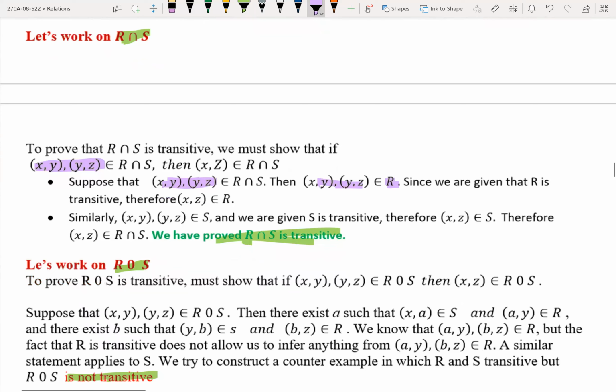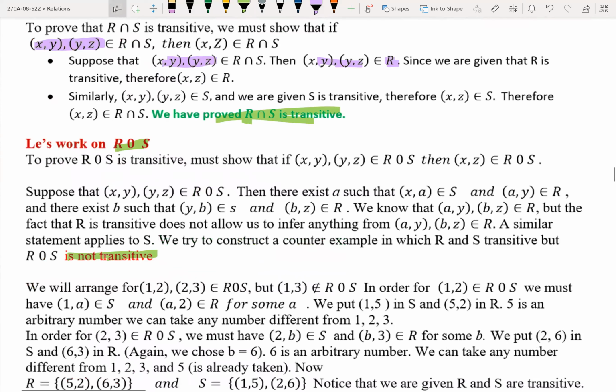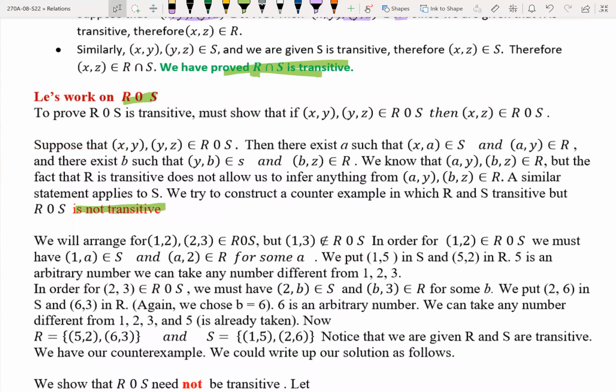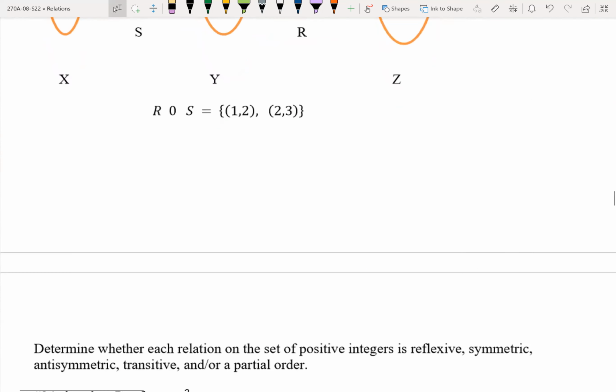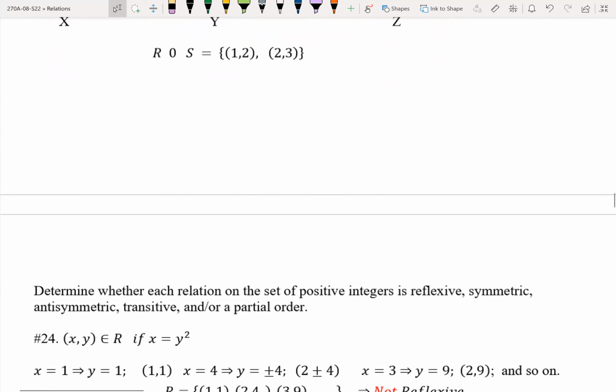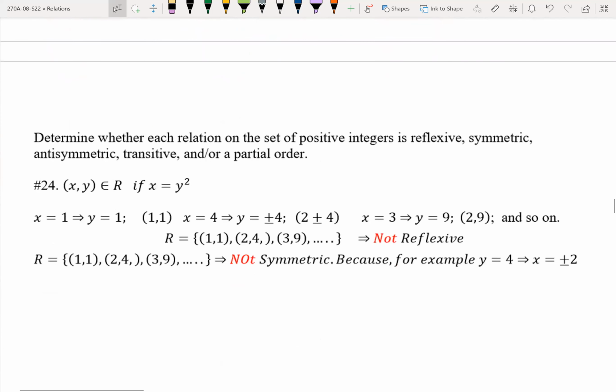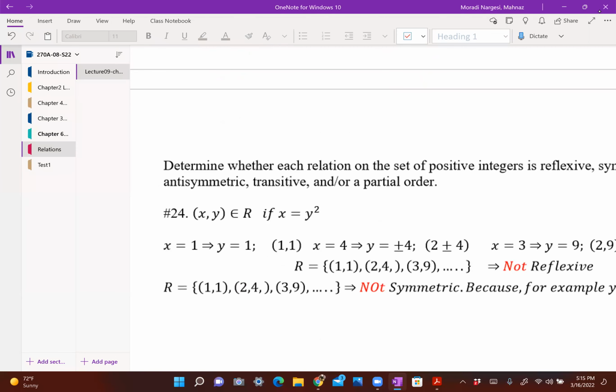Oh, sorry, I have to stop. So you can just check the composition too. We have nothing left for the relations. I think you're good to do the homework this time.